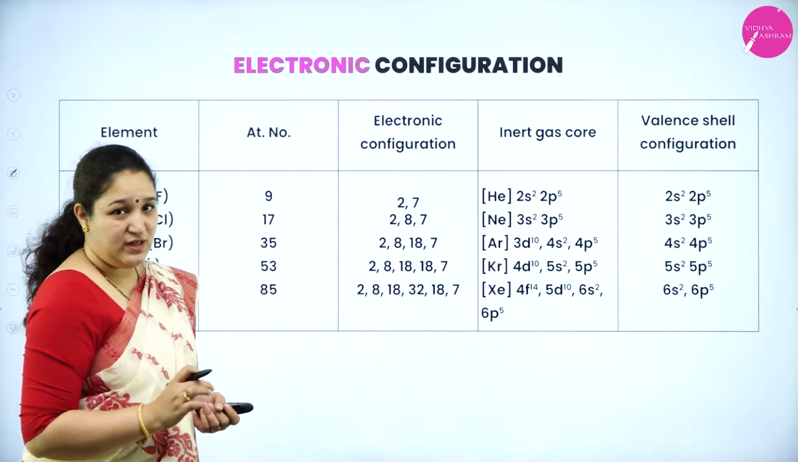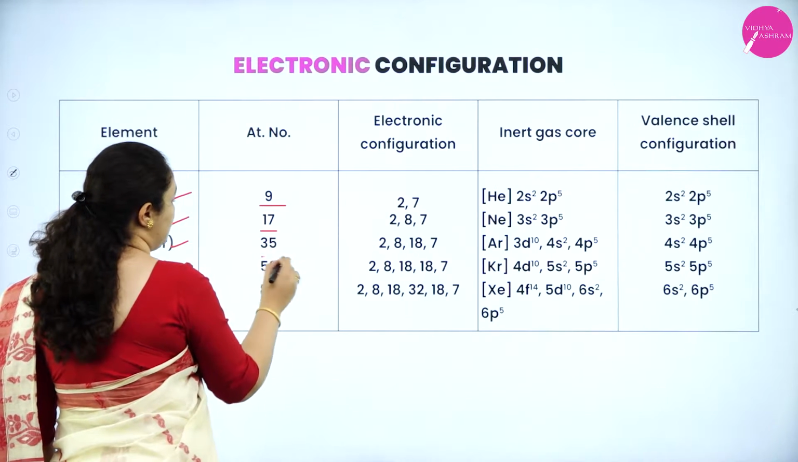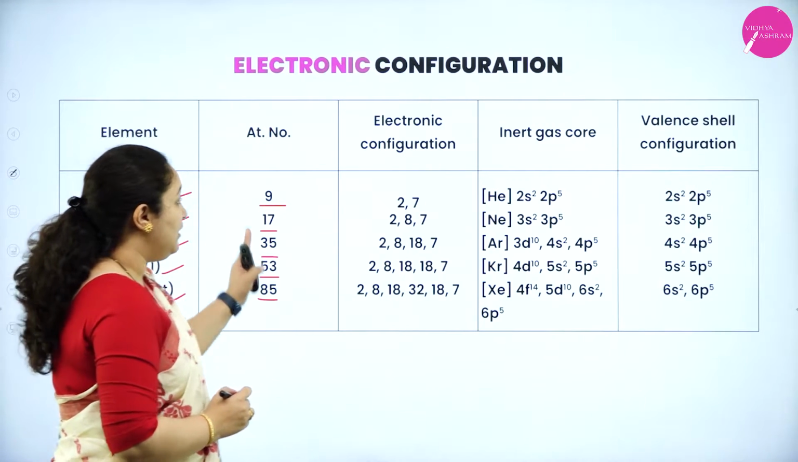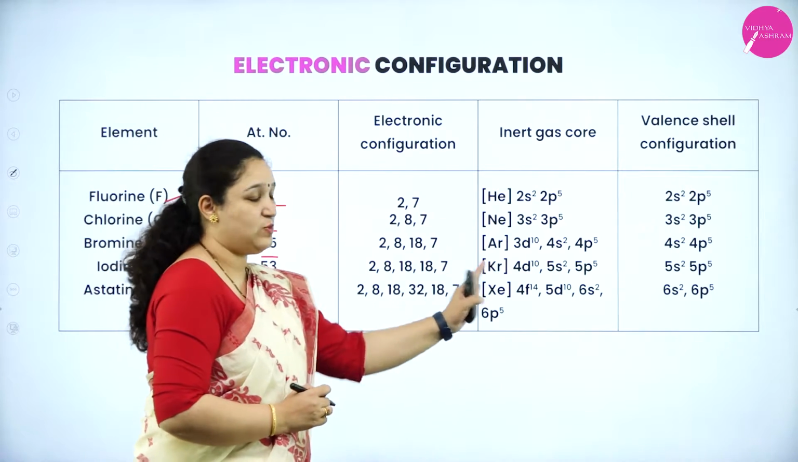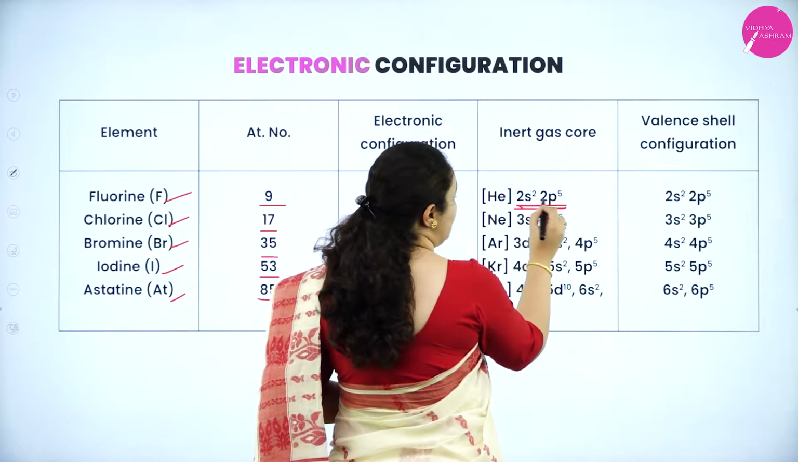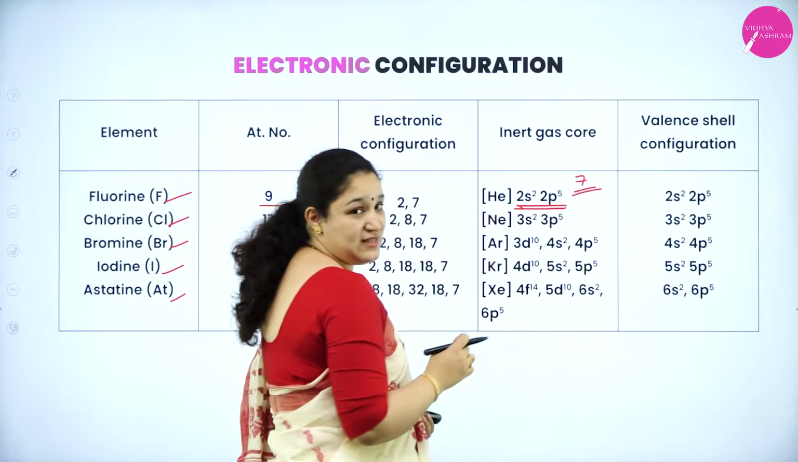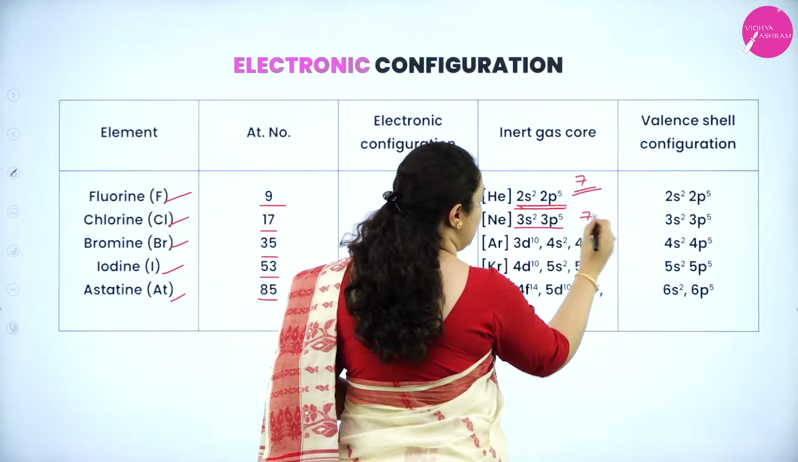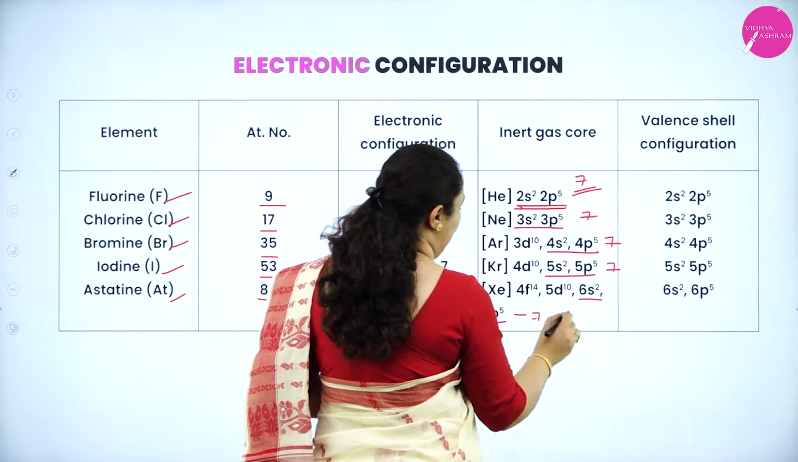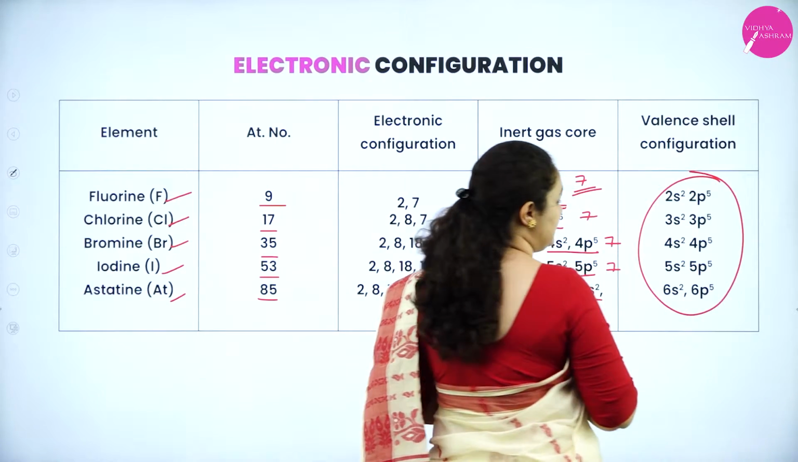In the electronic configuration, we have fluorine, chlorine, bromine, iodine, astatine. The atomic numbers are 9, 17, 35, 53 and 85. Here the electronic configuration is written with the inert gas core, so I shall explain with the inert gas core. You can see 2s2, 2p5. So how many electrons are there in the second shell? There are 7 electrons. Similarly here also there are 7 electrons. The valence shell again has 7 electrons. Here also it has got 7 electrons. So it has got 7 valence shell electrons, isn't it?